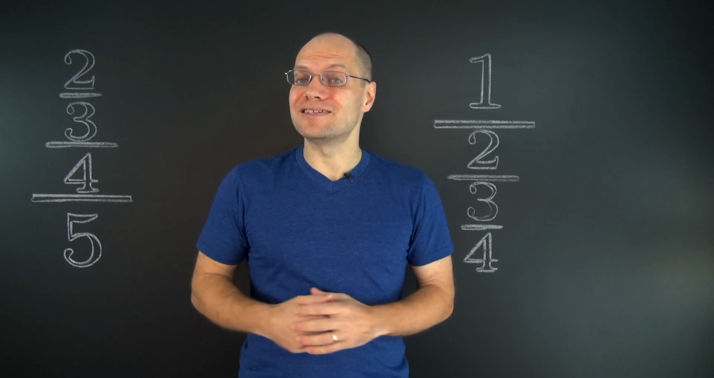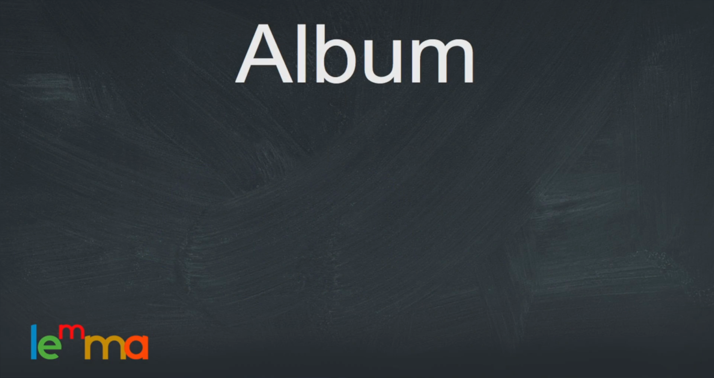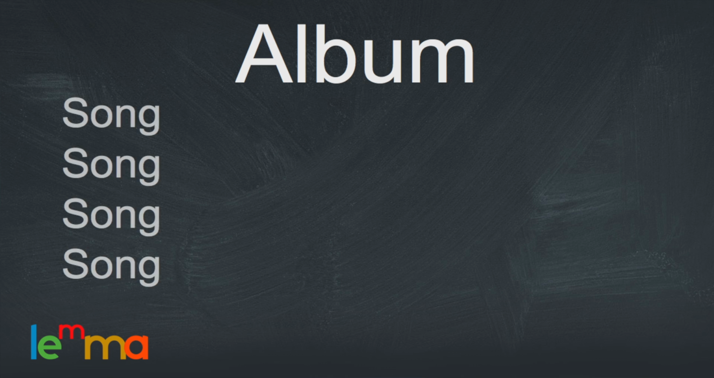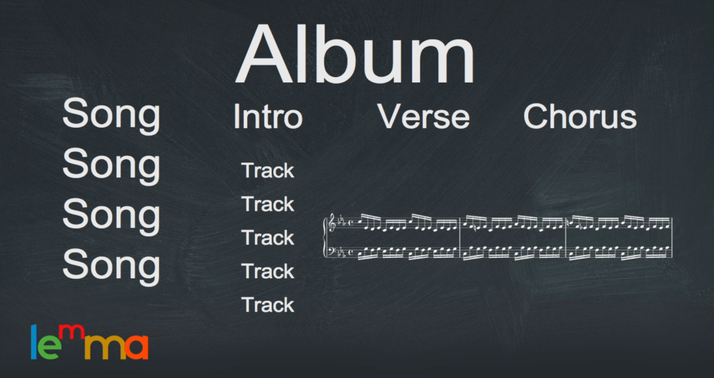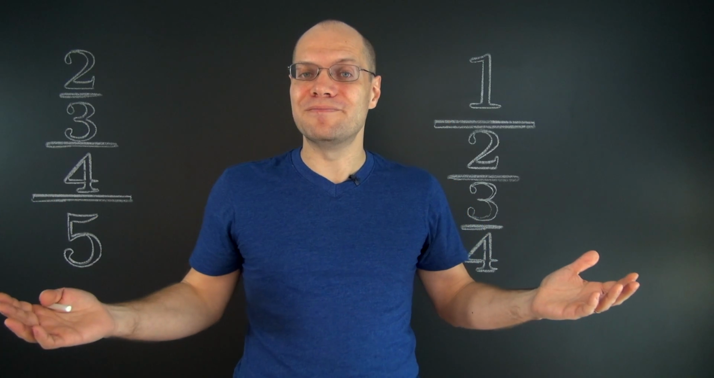When your favorite artist releases a new album, you see it first and foremost as a collection of songs. Then you listen to each song and you realize that it has an introduction, a verse, and a chorus. Then you listen to those parts and you hear the individual tracks for the vocals and the instruments. And each track is composed of notes. And that is our hierarchical view of a music album.